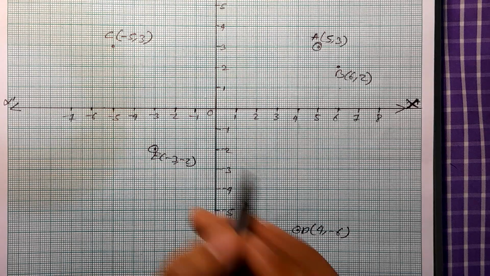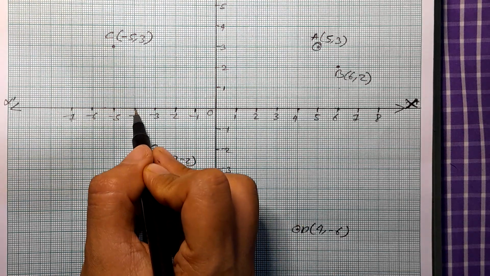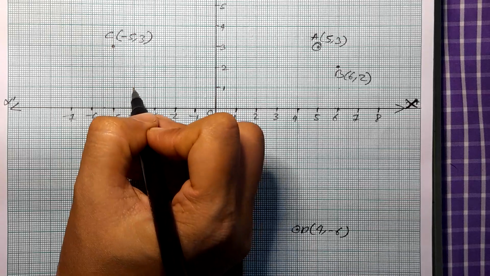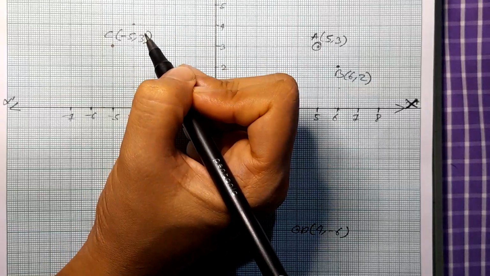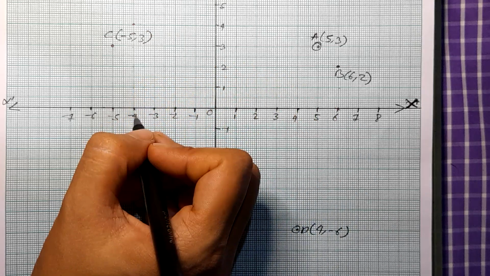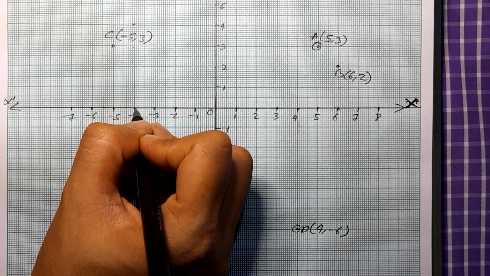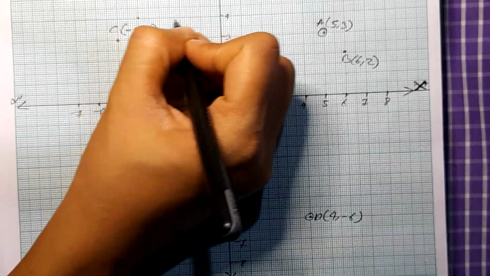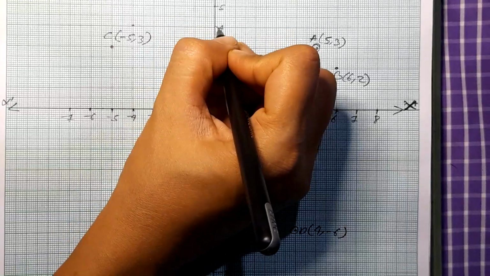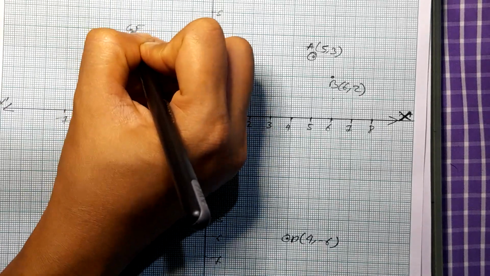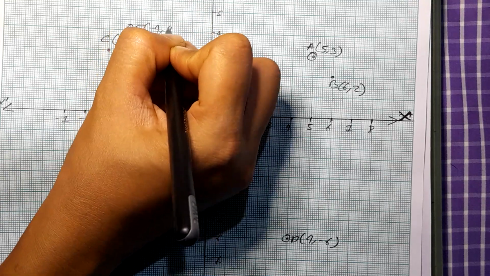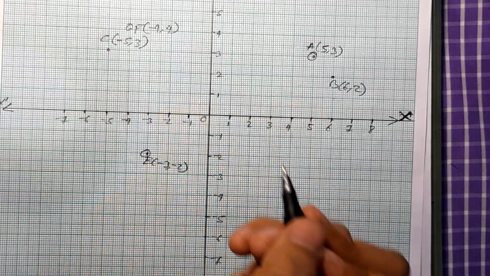After E, F: -4, 4. This is the negative of -4. Is 4 positive or negative? It's positive. So 1, 2, 3, 4. It will be here. Sorry, 4, -4 is correct. It will go downside. So it will be here. See, this is the 4. So F, that is 4, -4.